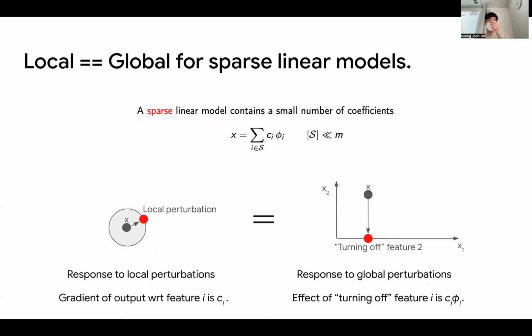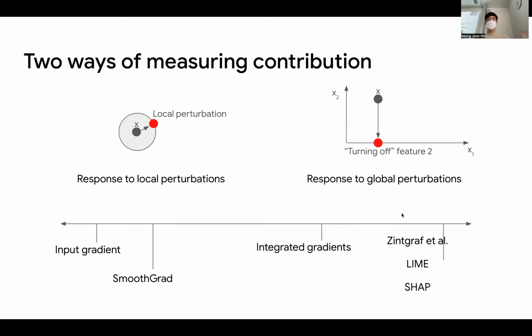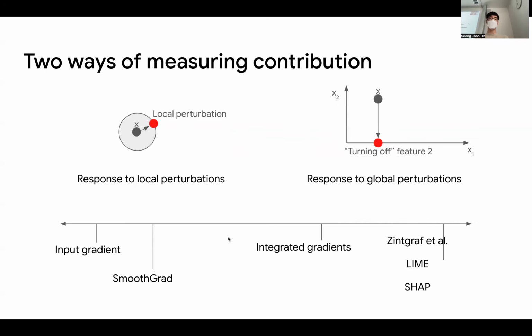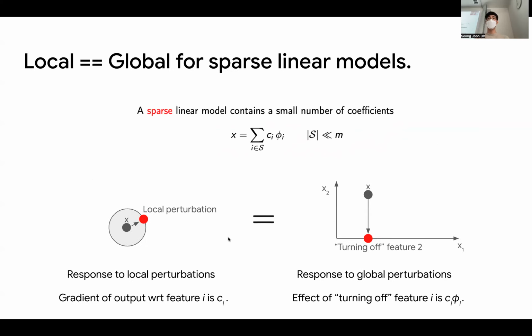The nice thing here is that for linear models, there's no distinction between local and global. Because let's say, what is the gradient of this whole function with respect to phi i? That's exactly going to be Ci. So your local change of your local linear model will exactly reflect what's going to happen on the global scale as well. So this spectrum collapses into a single point for linear models, and you don't have any distinction between these different methods for the linear case.